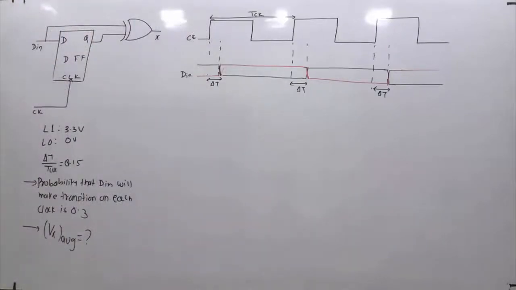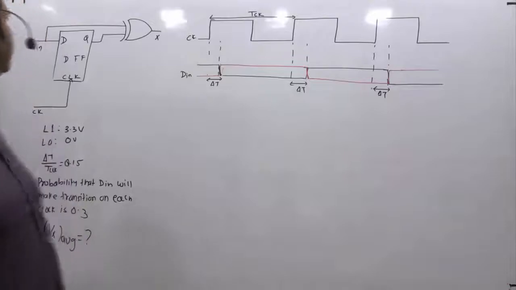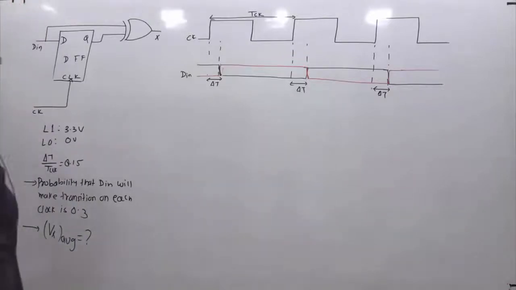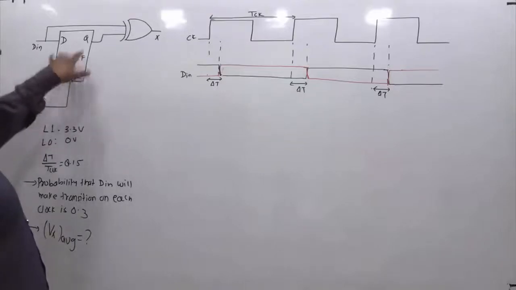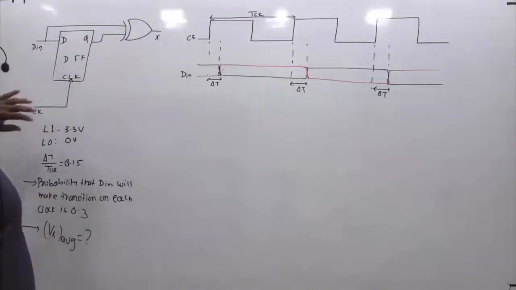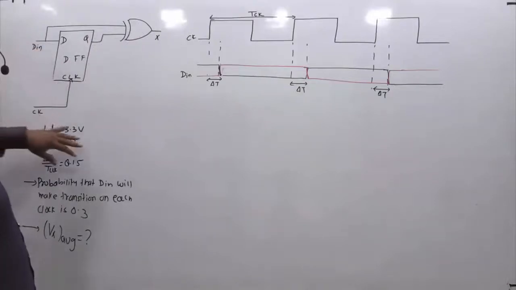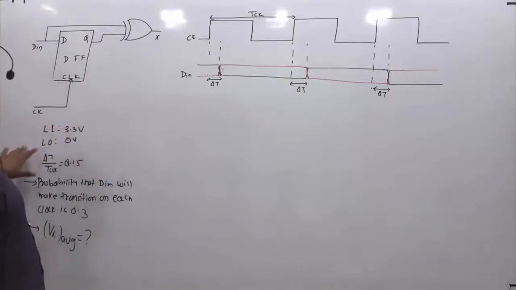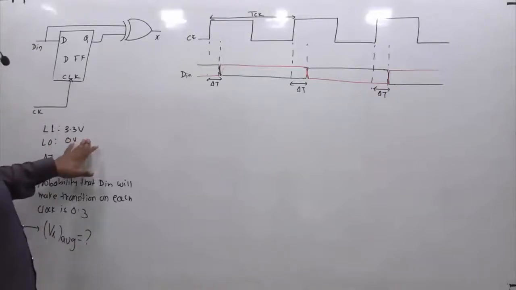So let me summarize what is being given and what we are supposed to do. So this is a D flip-flop. It's in fact a positive edge triggered D flip-flop, and this is the XOR gate. This flip-flop and this XOR gate are ideal, which means that delays are 0. So logic 1 in this circuit is considered to be 3.3 volts and logic 0 is considered to be 0 volts. Delta T by T clock is 0.15.